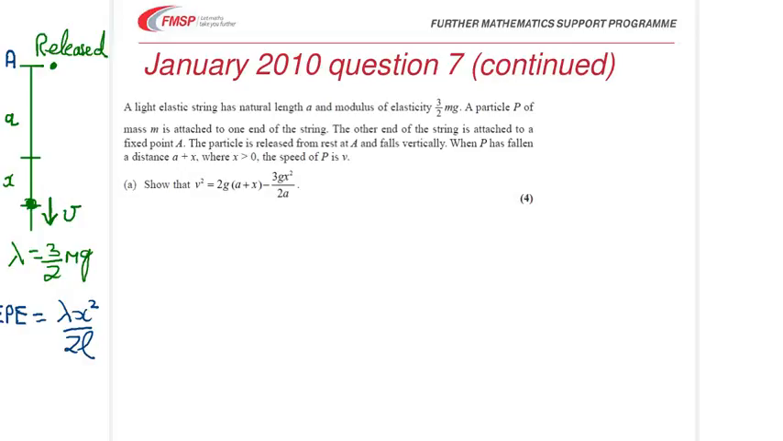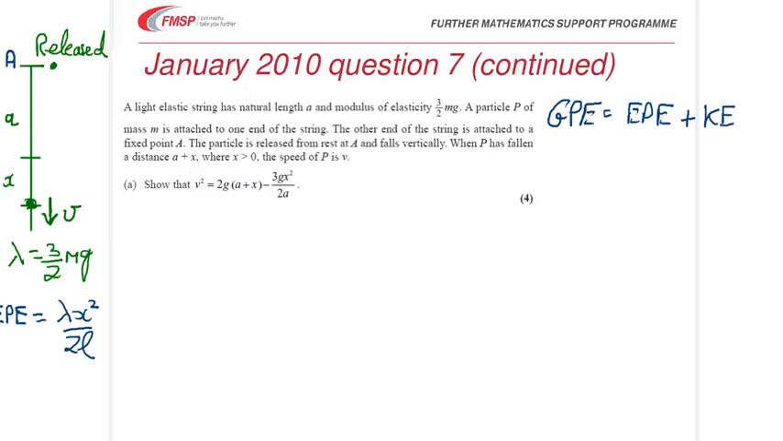A particle is effectively dropped, released from rest at A, drops down, and we've got to find an expression for v squared when the extension is x. So fairly standard bookwork here. It's a conservation of energy. We've got GPE goes to elastic potential energy plus kinetic energy. GPE equals EPE plus KE.